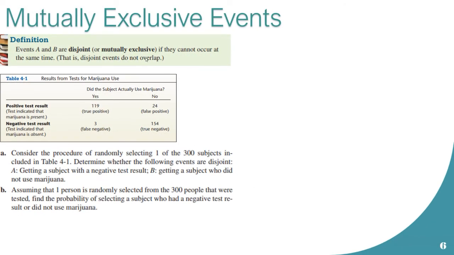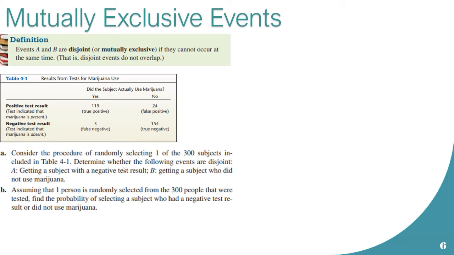Mutually exclusive events are events that have no elements in common. In other words, they are disjoint sets. There is no overlap. So let's look at this example to begin to get a better understanding of this idea. Consider the procedure of randomly selecting one of the 300 subjects included in this table. Determine whether the following events are disjoint, that is, mutually exclusive. Getting a subject with a negative test result, getting a subject who did not use marijuana.